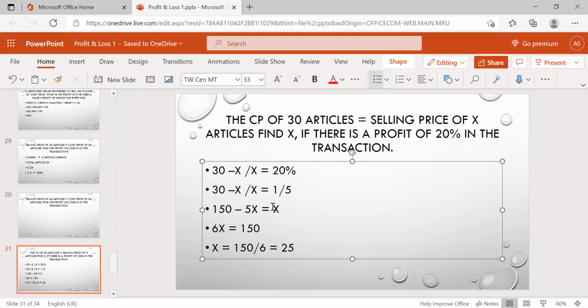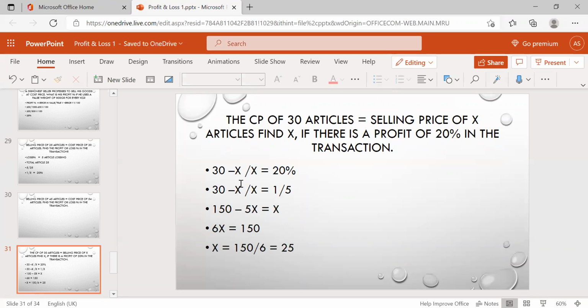So how many articles he sold? He sold 25 articles for profit of 30 articles cost price. Okay, and we can solve this in another method also. You can solve the same thing by using another method also. What is that?